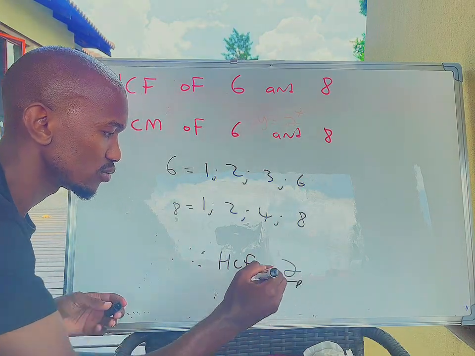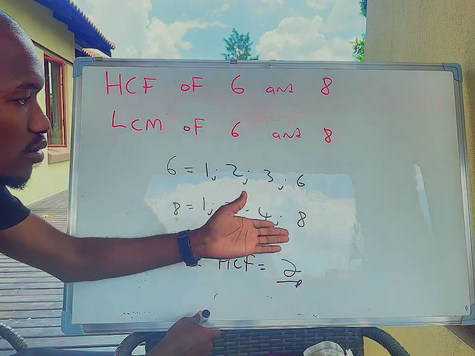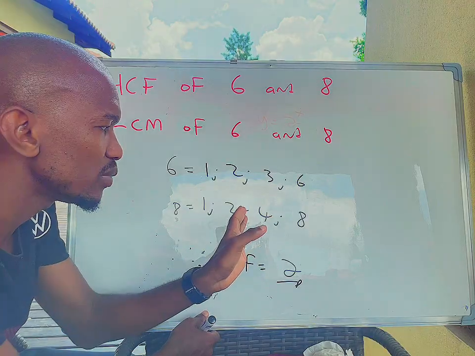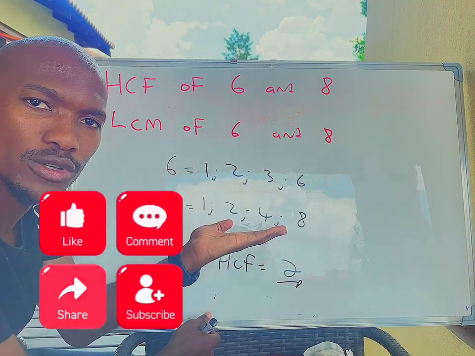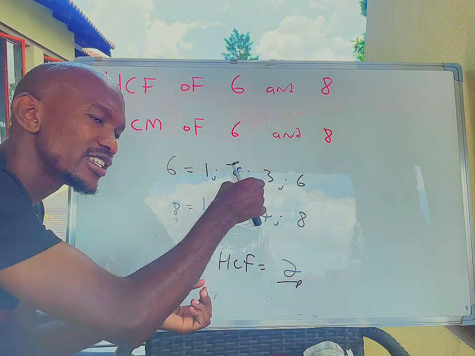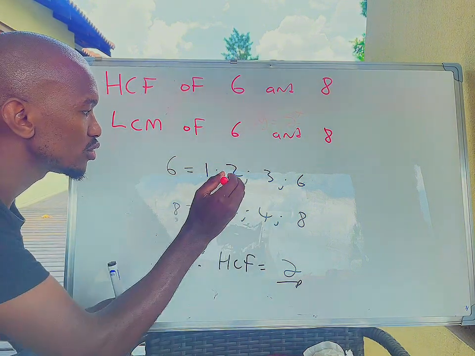It's going to be 2. So it's 2 because 3 is not in here, 4 is not. You see, those ones are not in common. Even if they can be the highest factors, they are not common. So you must find a number that is common, which must also be in 6 and must also be in 8. In other words, we found that number to be 2.